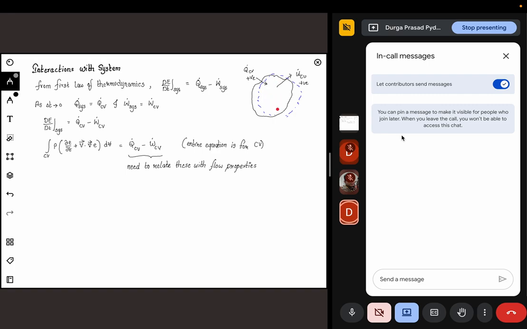That's how we derived the Reynolds transport theorem. So when that particular delta T tends to 0, both the system and CV are identical to each other. So that's when we have Q dot system equal to Q dot CV and W dot system equal to W dot CV. We can substitute that.